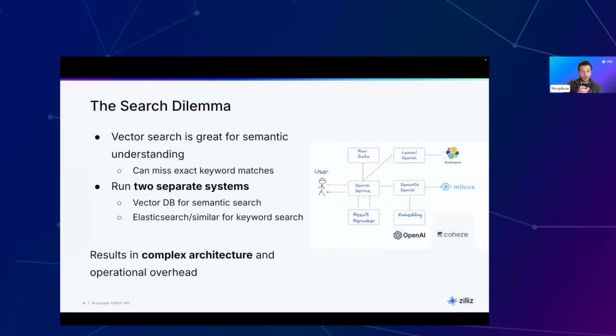Before our release, you would have a big platform with vector search, which is great for semantic understanding, but it might miss exact keyword matches. To solve that, some people run two separate systems: a vector database for semantic search, and Elasticsearch or something similar for keyword search. That's not bad per se, but you end up with a complex architecture because you have to maintain two different systems.